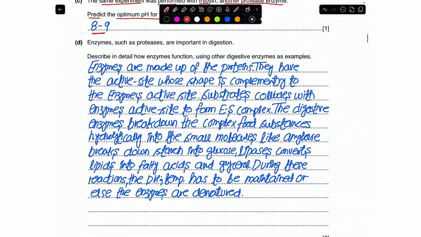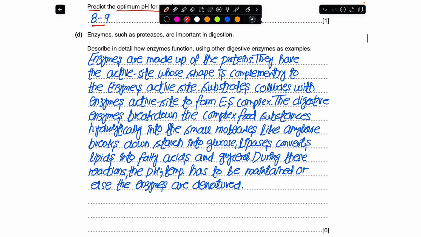If I move to the D part, they are relating this concept of enzymes to the digestive system or the alimentary canal. And for the 6 marks, what they are asking is that enzymes such as protease are important in digestion. They want you to describe in detail how enzymes function, using other digestive enzymes as an example. So they gave you the names of two enzymes. One is pepsin, the other is trypsin.